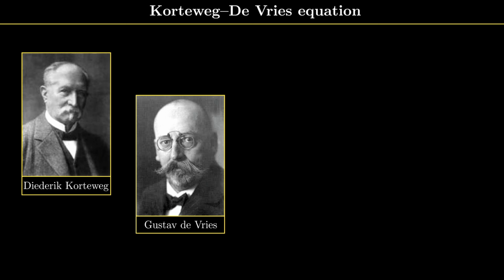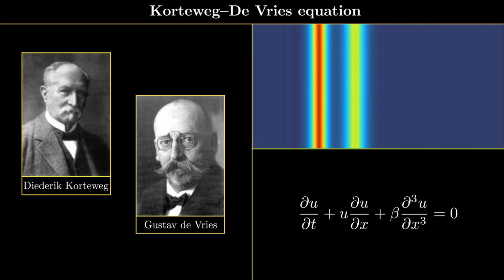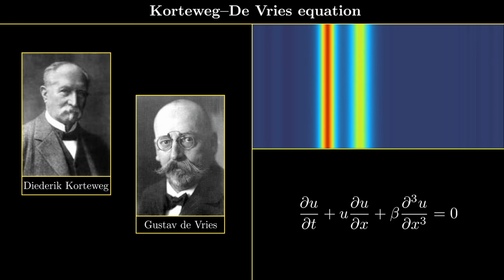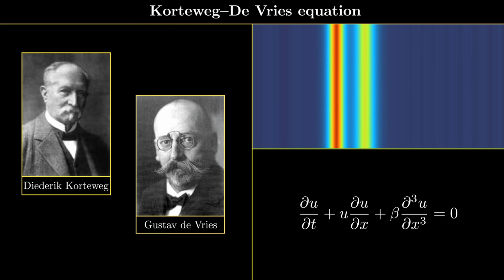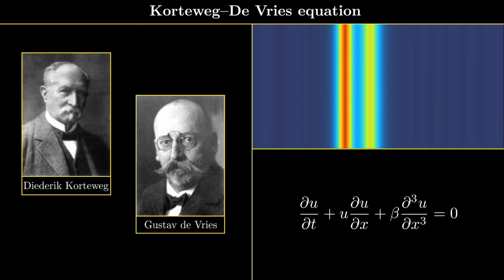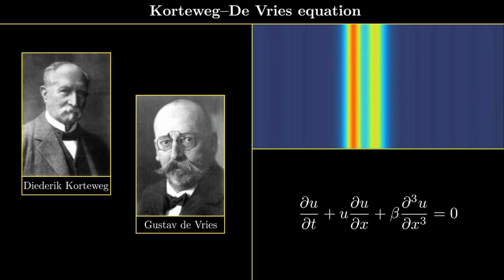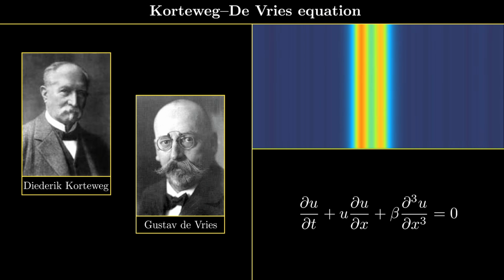Let's start with the KdV equation, one of the key equations of nonlinear wave theory. It was obtained in 1895 by Diederik Korteweg and Gustav de Vries to describe solitary waves on water. It was exactly these waves that John Scott Russell had previously observed in his experiments.